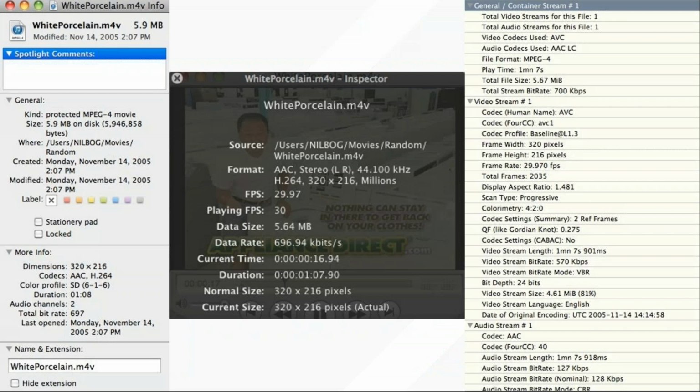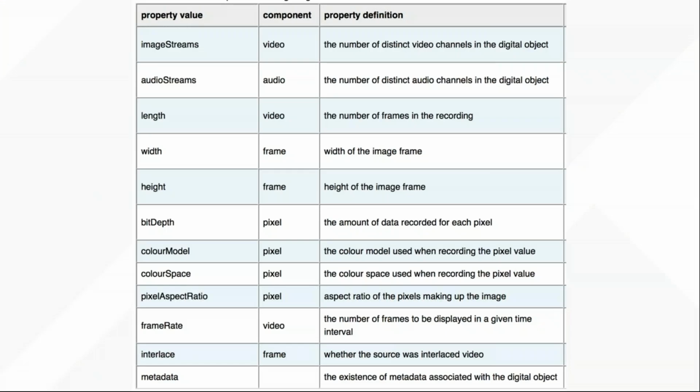You can inspect files on your computer using a variety of different tools to give you an idea of what you're creating, the codec, its file properties, and how these things are going to influence how you preserve them. So I did refer to some characteristics that are important to know, specifically bit depth. That is the amount of data recorded for each pixel. So the higher the bit depth, the better quality or higher resolution, you might say, the file is.